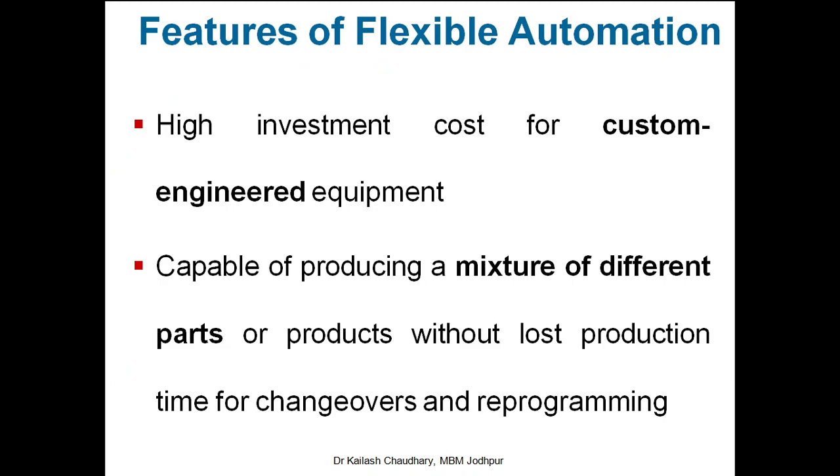Next comes flexible automation. It has a high investment cost for custom engineered equipment and is capable of producing a mixture of different parts and products without lost production time for changeovers and reprogramming. We understood this with the example of defense equipment, where BEL and HAL produce defense equipments. So they are custom engineered equipment. You make major changes in the design and requirement of any defense equipment, and accordingly you can change the manufacturing setup without losing time and cost. So you get a mixture of different defense equipments by this kind of automation.